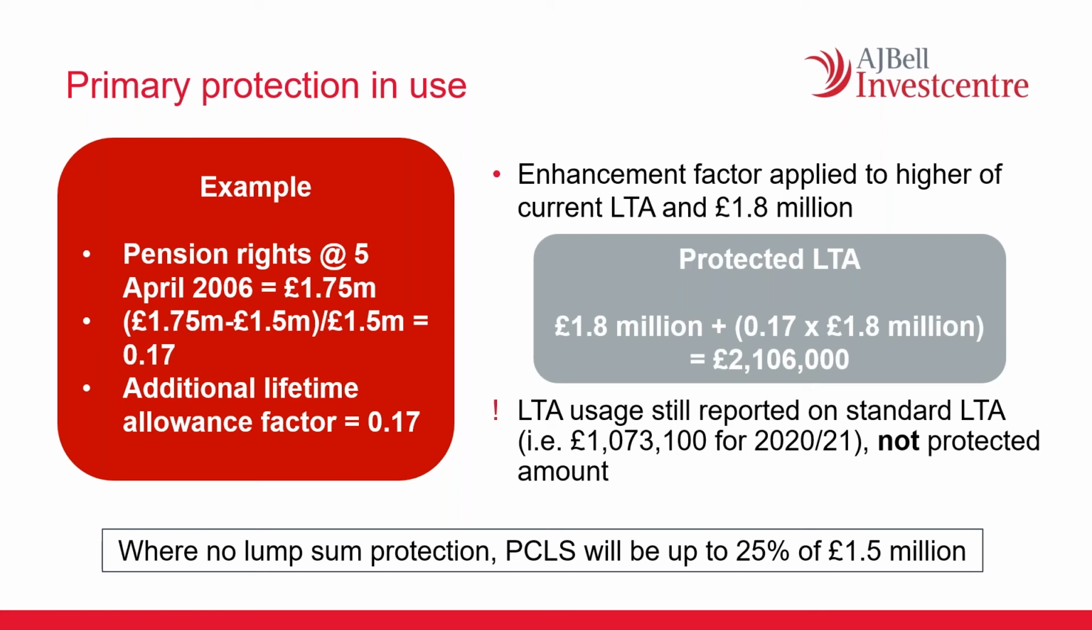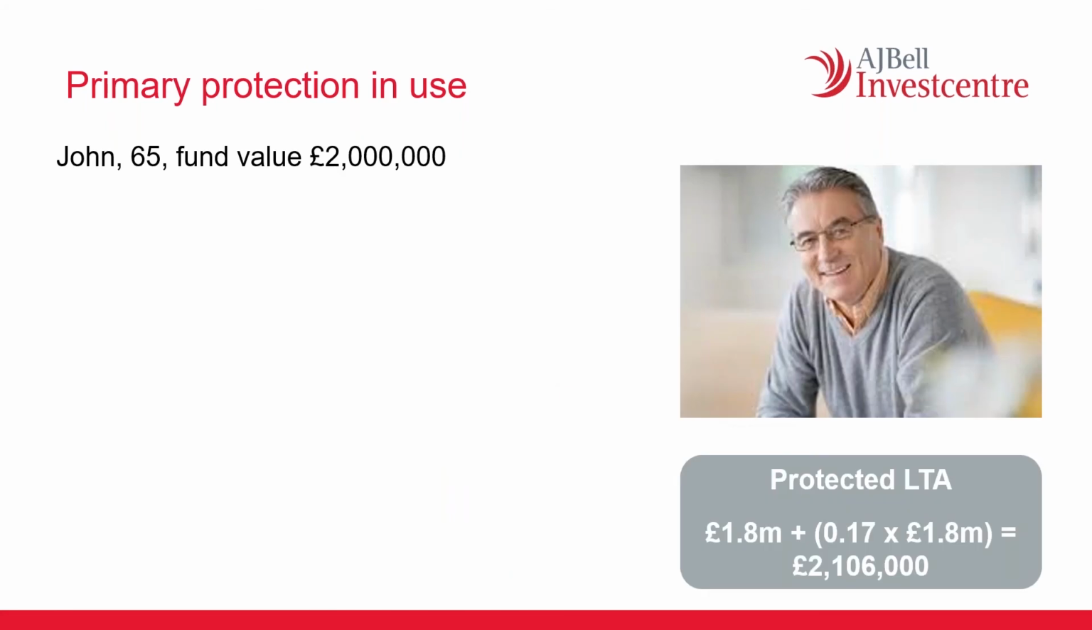So an example of this one, I'll put some numbers on it, hopefully makes it clearer. So primary protection in use. Here we have John, who's age 65. He's got a fund value of £2 million. We're going to keep the figures I had in the last slide. So his enhancement factor was 0.17, and so he has a protected lifetime allowance of £2,106,000. So he wants to come along now and fully crystallise his benefits. What can he do? How's it reported?